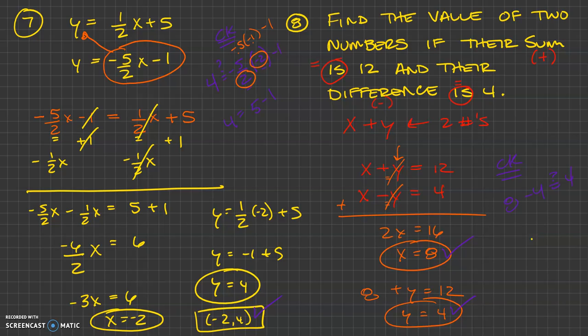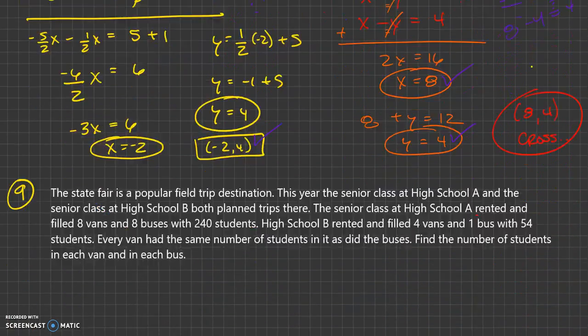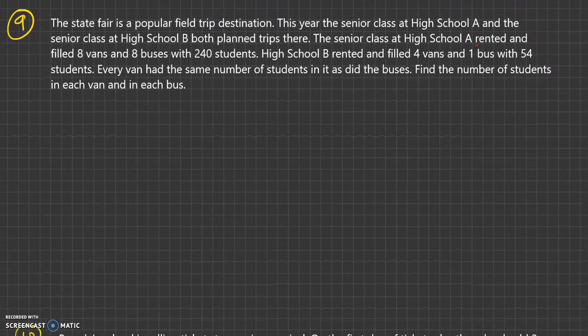And again, you could take both of these equations, write them in the form of y equals mx plus b, graph, and when you do that, they're going to cross at the point (8, 4). This is where they would cross. All right, so you could check that graphically as well. Let's continue on with our word problems here.